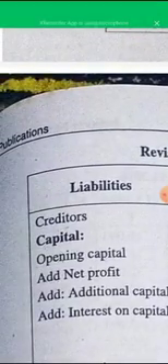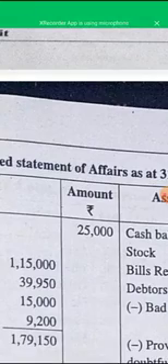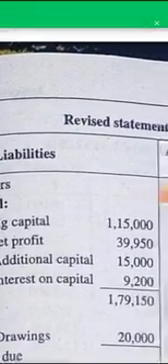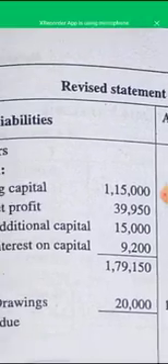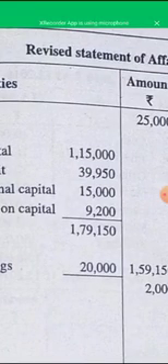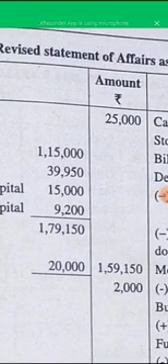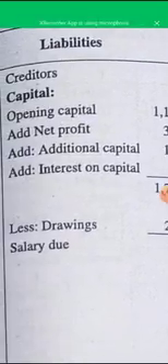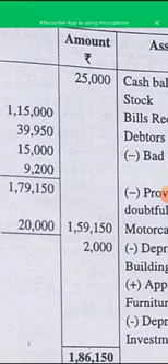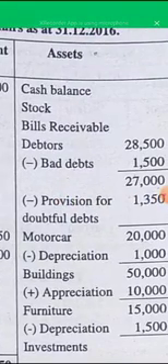Come to the statement of affairs. First come to the liability side. You have is the creditors. Write that creditors in the outer column. Take the closing figure, that is 25,000. Next, write opening capital. Write it in the inner column 1,15,000. Add net profit 39,950. Add additional capital 15,000. Add interest on capital 9,200. Add all, write in the inner column 1,79,150. Less drawings 20,000 they have given you total, that is 12,000 plus 8,000. So you get the net figure is 1,59,150. Next, come to the statement of affairs.